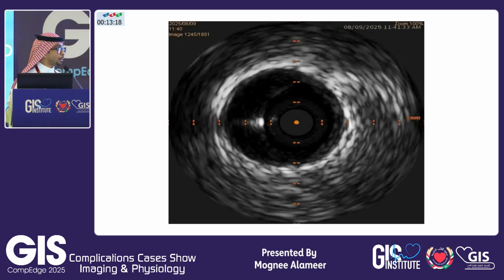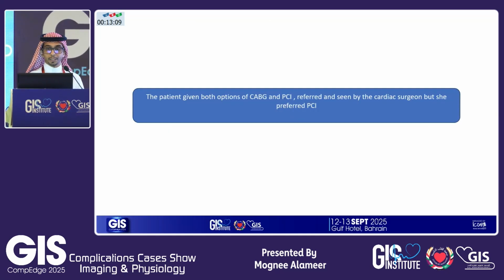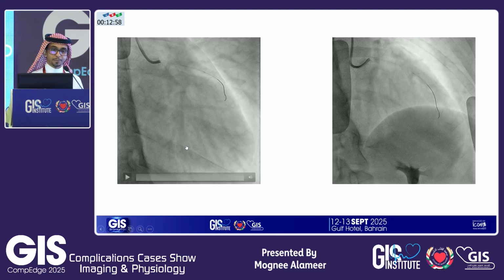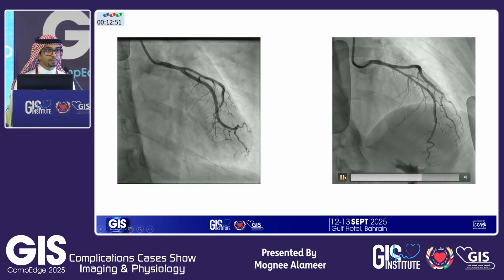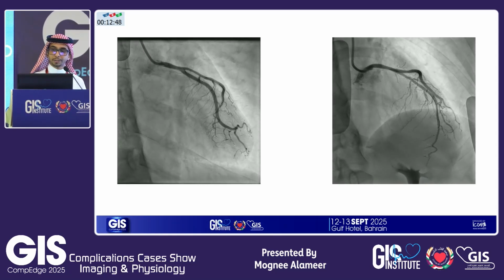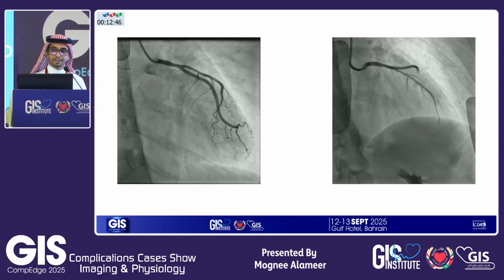And the patient lived actually for a month without aspirin, without statin, only Isordil and verapamil. So at that time, I stopped and I gave the patient both options, CABG or PCI. The patient was referred and seen by the surgeon, but the patient preferred PCI. I brought the patient in the next day. I had the sizing from the first IVUS. We went for ostial left main. Good result, and we did IVUS after that.